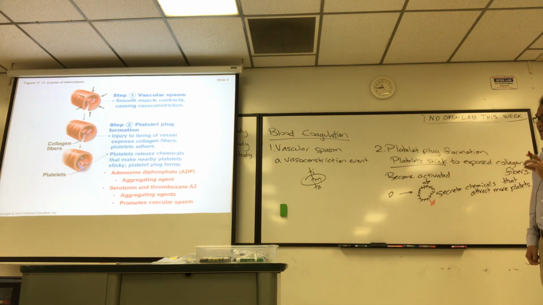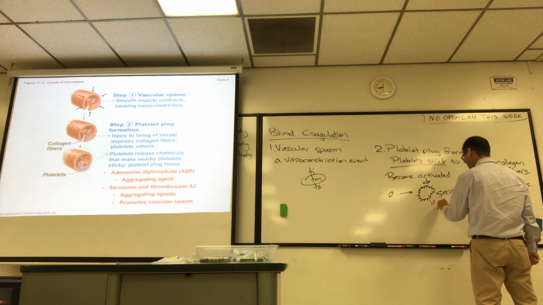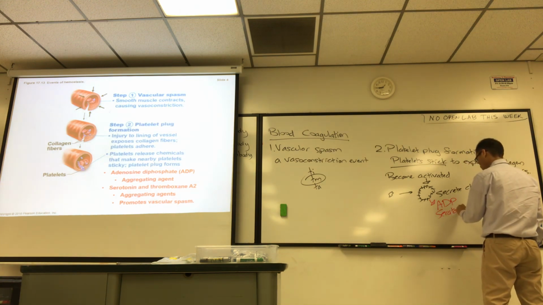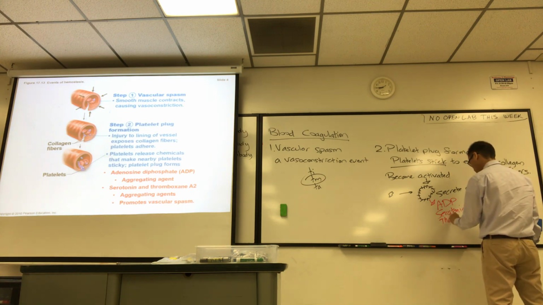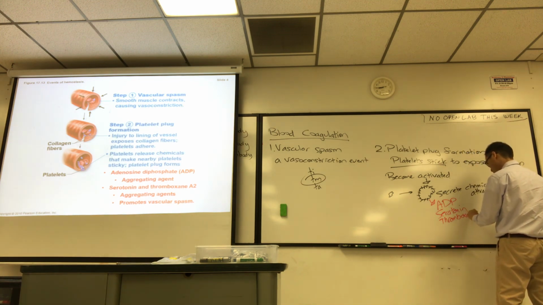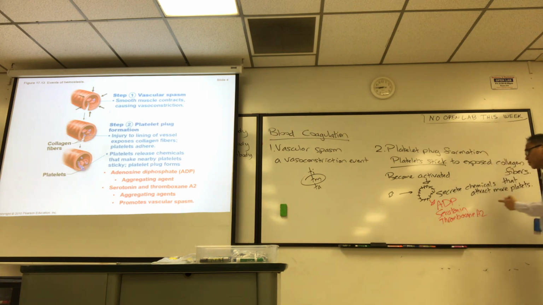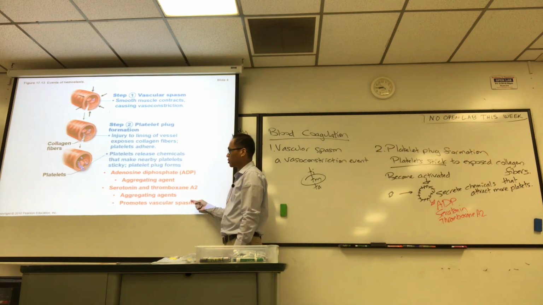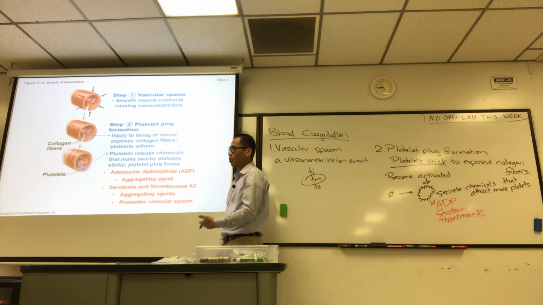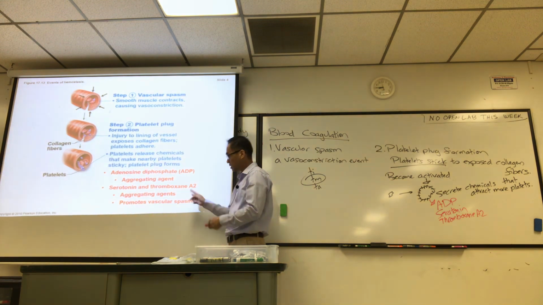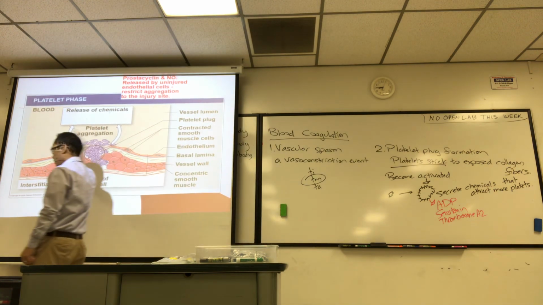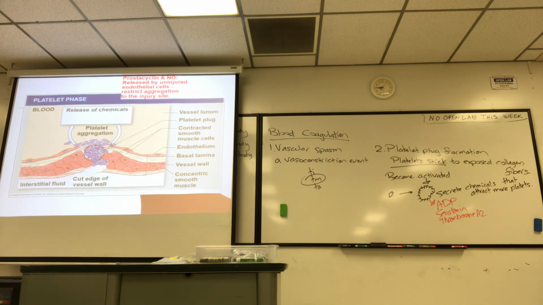The chemicals include ADP, serotonin, and thromboxane A2. Let's just list those. ADP, serotonin, thromboxane A2. What these will do is, well, look what they do. They're aggregating agents, and or they promote more spasm. So they're basically attracting more platelets to the area that's been injured. So if you want to fill in this box, the release of chemicals are ADP, thromboxane A2, and serotonin.